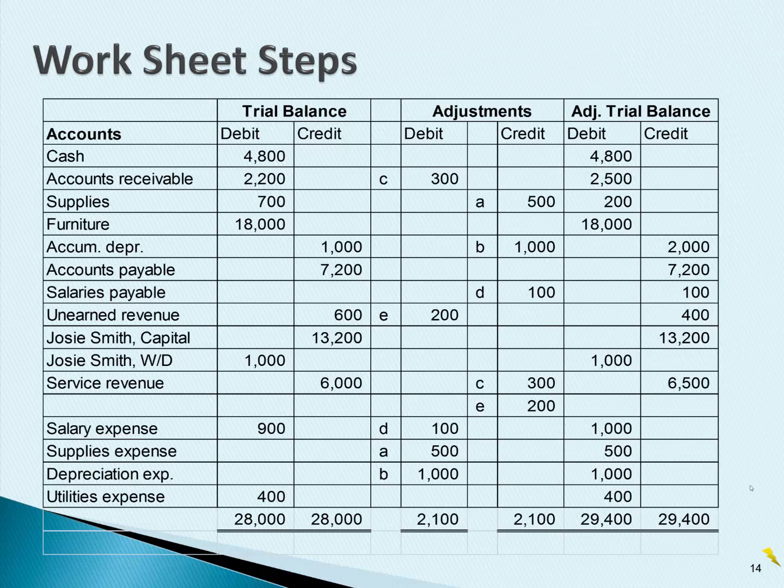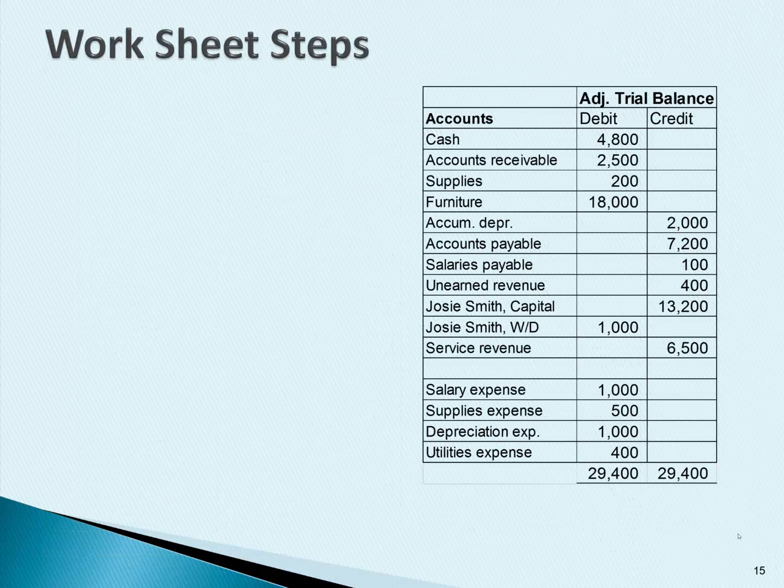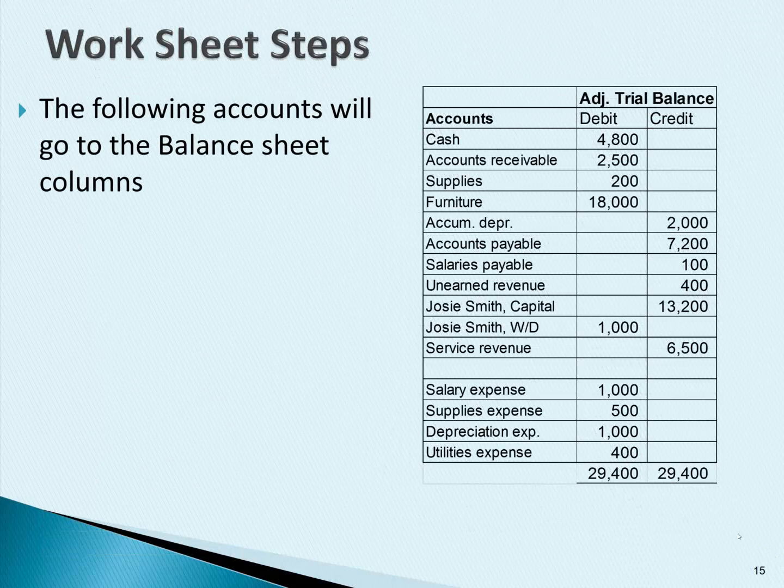So our next task is to take the adjusted trial balance columns, the information from these two columns, and we're going to move them over to either the income statement columns or the balance sheet columns. So let's move over the accounts to the balance sheet columns. So we have to remember, well, what goes on the balance sheet? And to know that, you need to know the formula for the balance sheet.